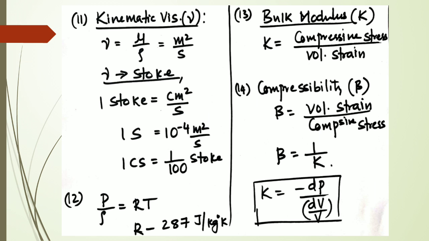Then bulk modulus K. Now we are going to discuss problems on bulk modulus. Bulk modulus K can be defined as compressive stress to volumetric strain. Compressibility can be written as beta is equal to volumetric strain divided by compressive stress. So it is the reciprocal of bulk modulus, therefore beta can be written as 1 by K. Fine. K, we have already derived the relation in previous slides, that is K is equal to minus dP by dV by V.